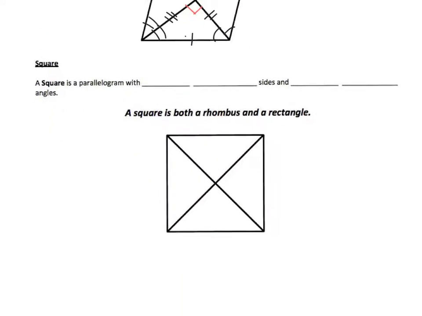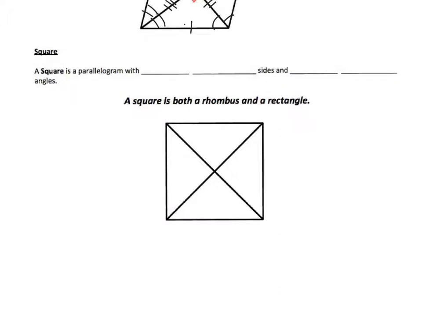Lastly, let's talk about a square. So a square is a parallelogram with 4 congruent sides and 4 right angles. And the most important piece of information next here is that a square is both a rhombus and a rectangle. So not only does it have all the properties of a parallelogram, it also has all of the properties of a rhombus and a rectangle.